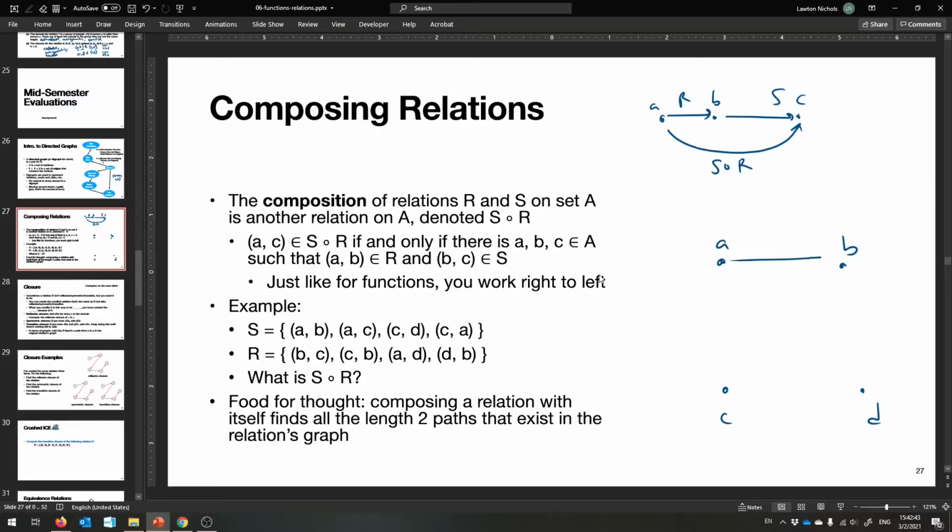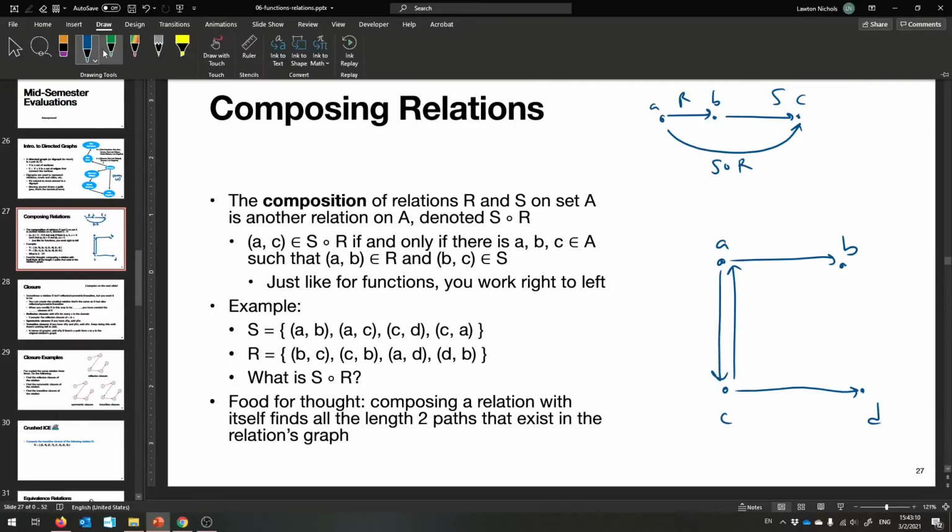So we have A to B, and this is under S. A and B are related. Under S, A and C are related. Under S, C and D, and the order matters. C is the first thing in the relation, so that's why I'm drawing these directed graphs. And then C to A, also related. Okay, so that is S.